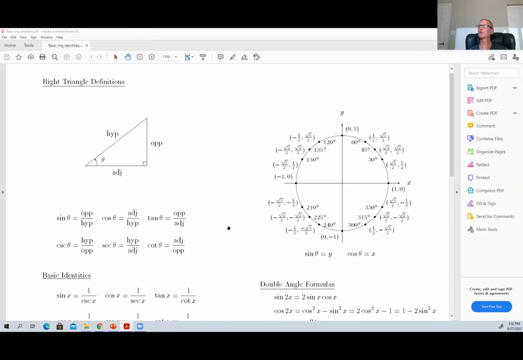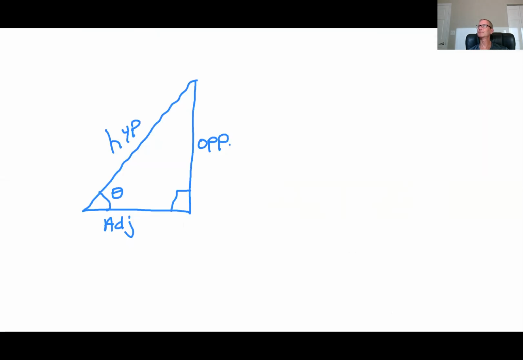So going back to the whiteboard here, I just kind of want to show you what I mean by the other three trig functions are just inverses of the main ones, sine, cosine, and tangent. So sine is related to, say, cosecant. Let me show you how that works.